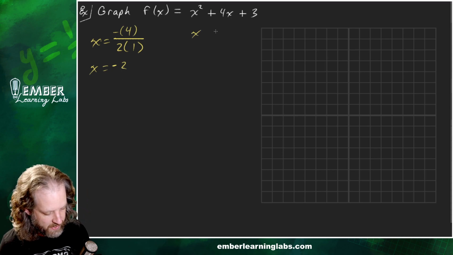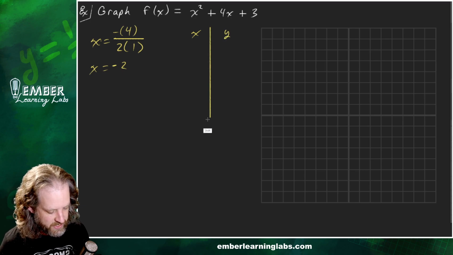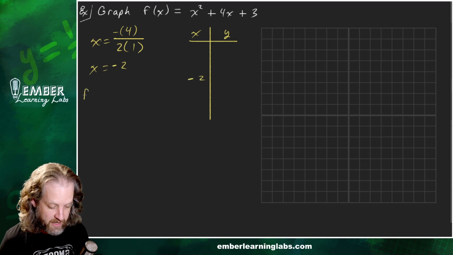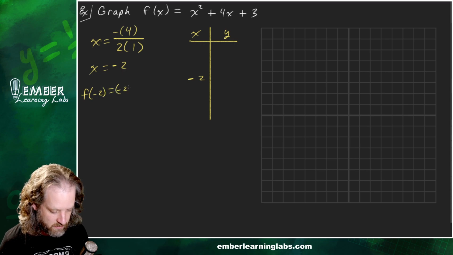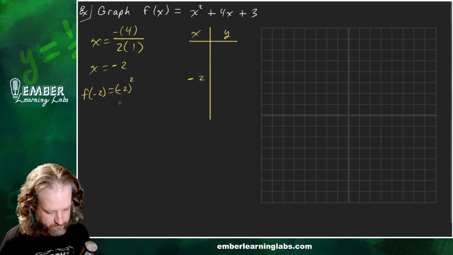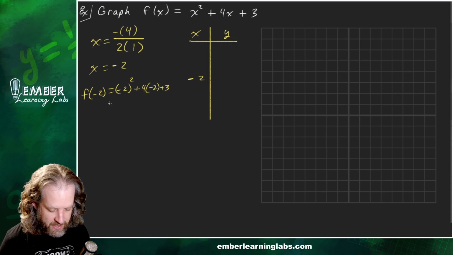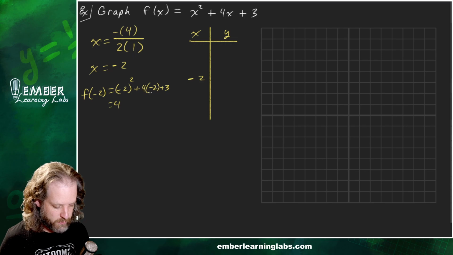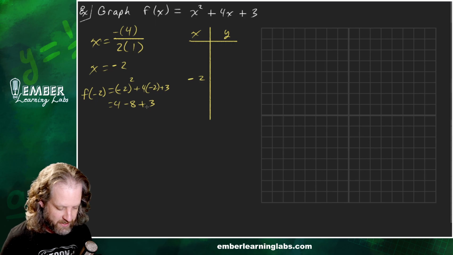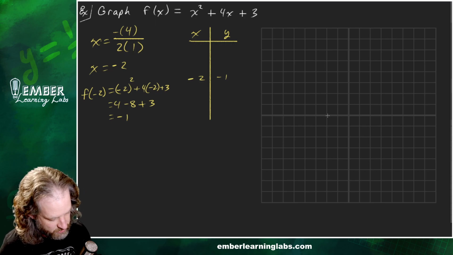So our table of values, x, y, our vertex, our middle one is going to be at -2. Let's find f of -2 to get that y part, right? Plus 4 times -2 plus 3. -2 squared is 4. 4 times -2 is -8 plus 3. -4 plus 3 is -1. So -2, -1, so right there.